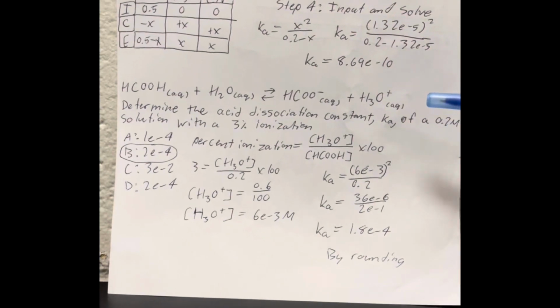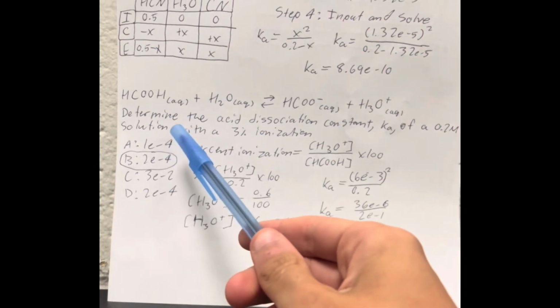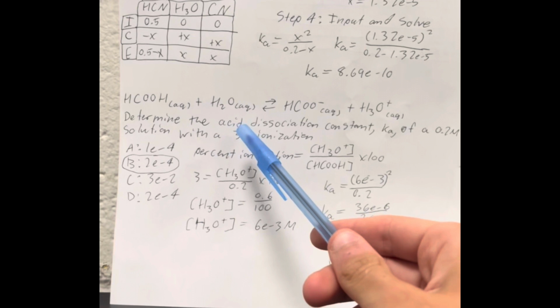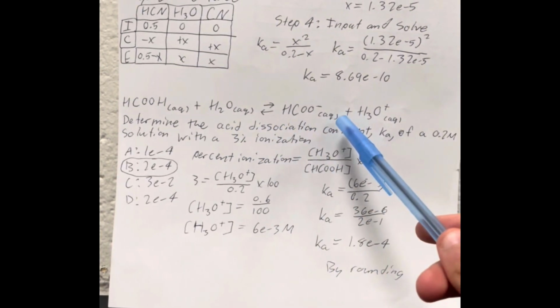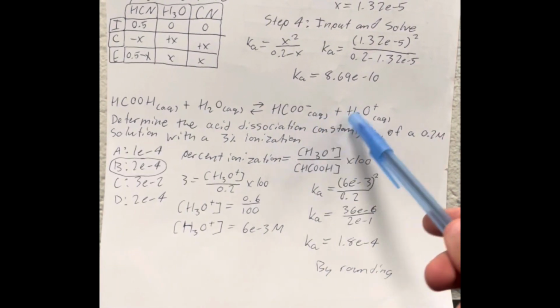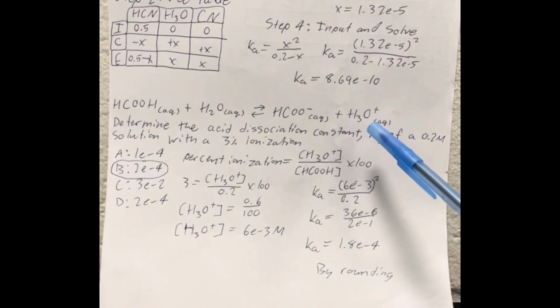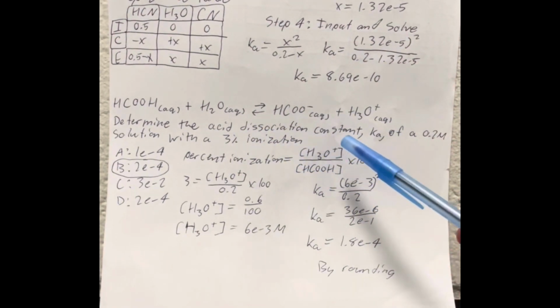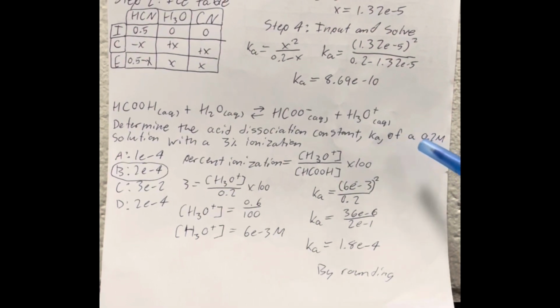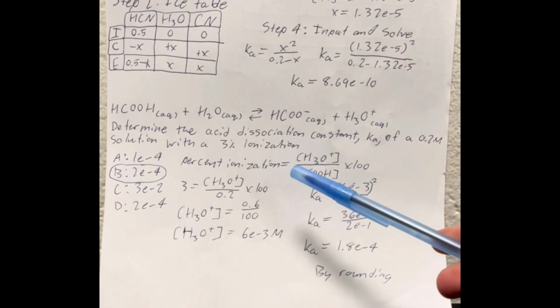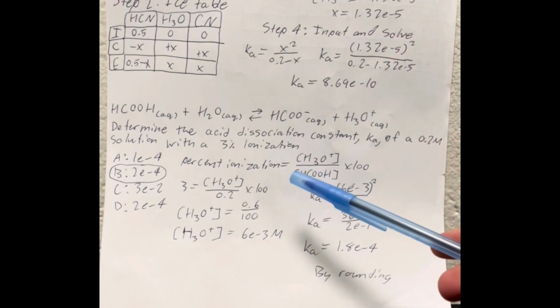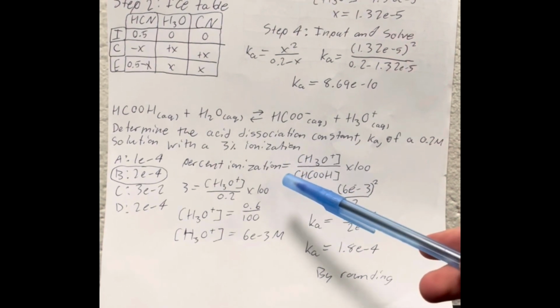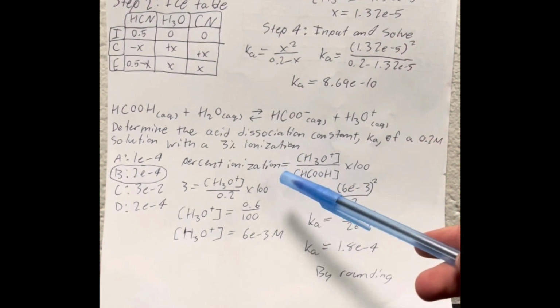Next, for the MCQ, we have HCOOH plus H2O in equilibrium with HCOO negative plus H3O plus. And for this problem, we need to determine the acid dissociation constant, or the Ka, of a 0.2 molar solution with a 3% ionization.